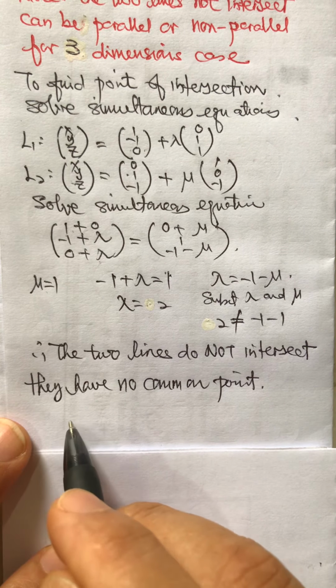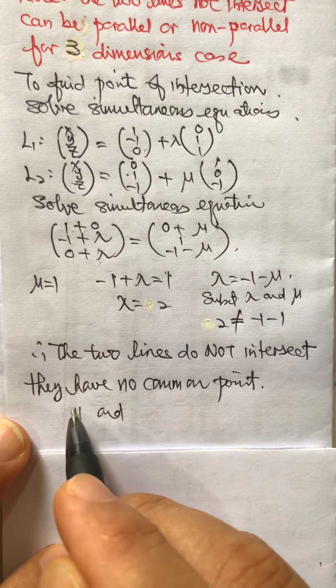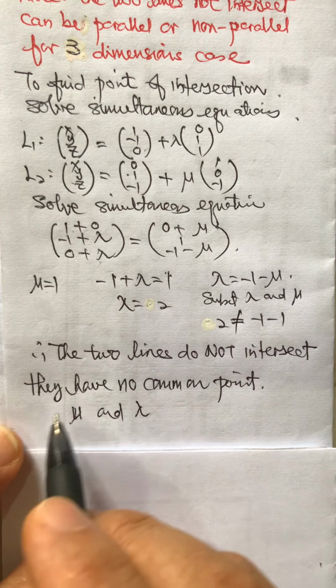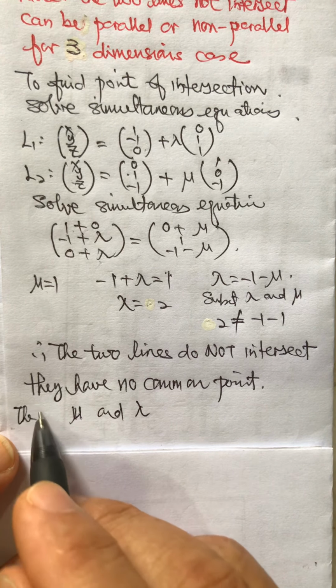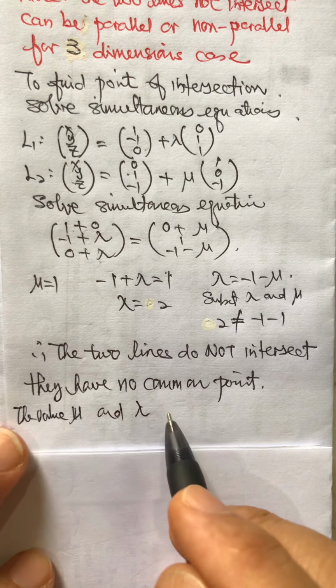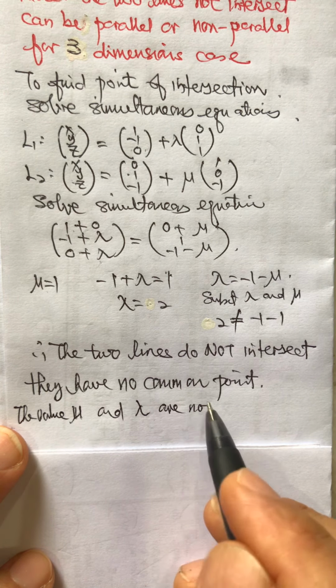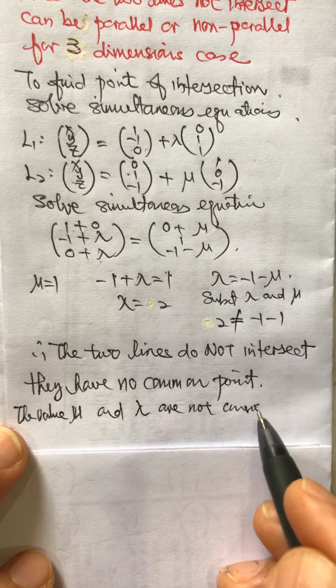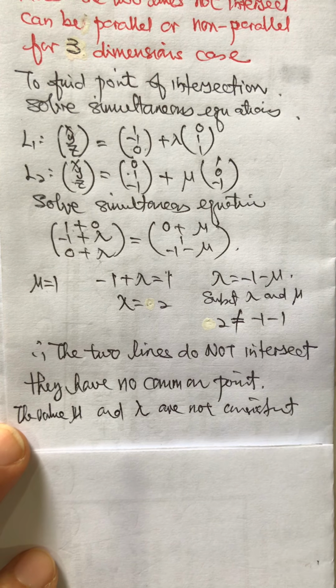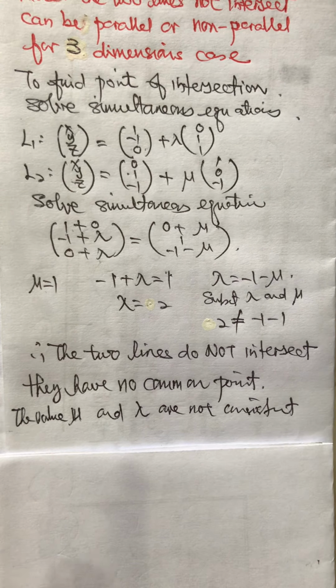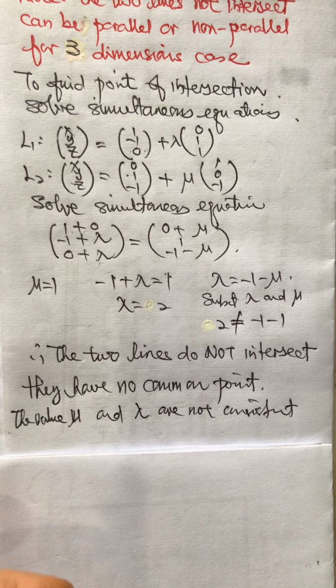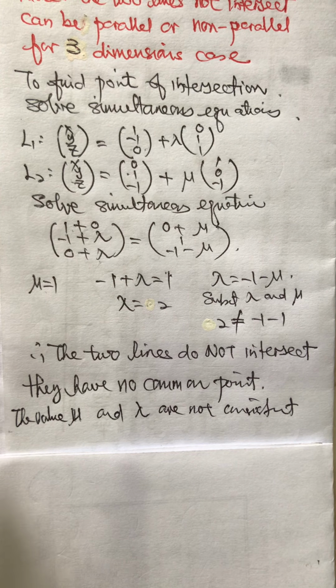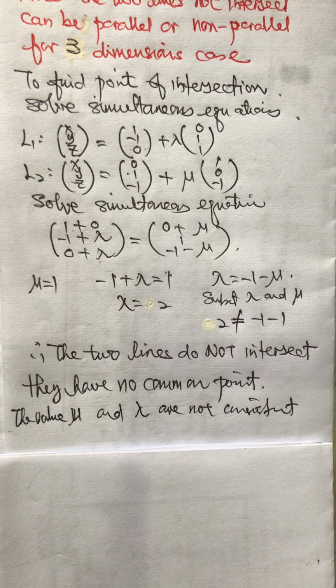So the values of mu and lambda are not consistent. That's why they don't intersect. They have no common point. Just like the flyover, one is on top of the other, so they won't meet.